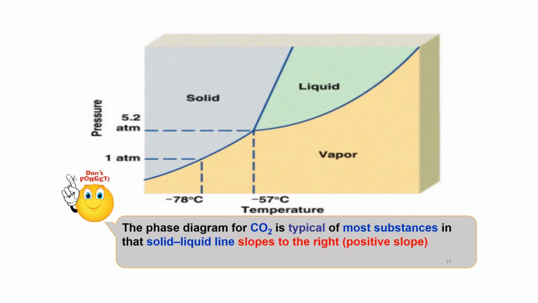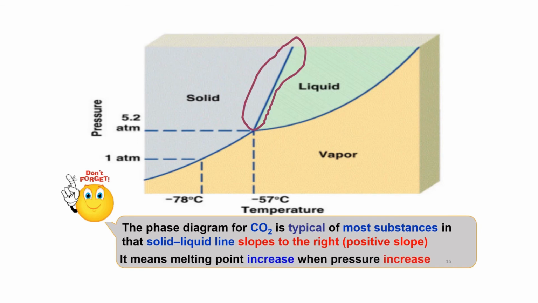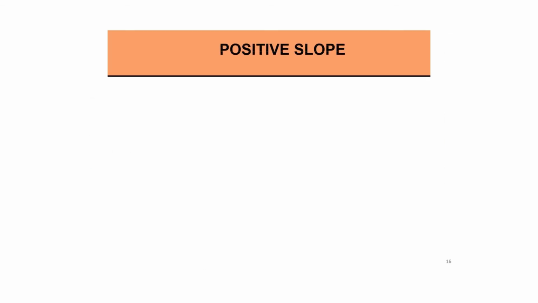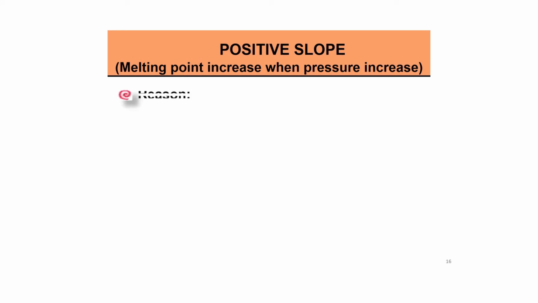So one thing you have to remember is that the phase diagram of carbon dioxide is typical for most substances, in which the solid-liquid line has a positive slope, meaning it slants to the right. So it means the melting point increases when the pressure increases. So what is the meaning of the positive slope? It means that the melting point increases when the pressure increases.